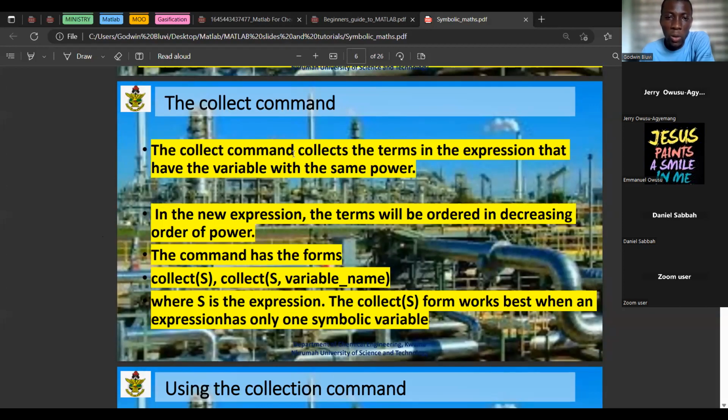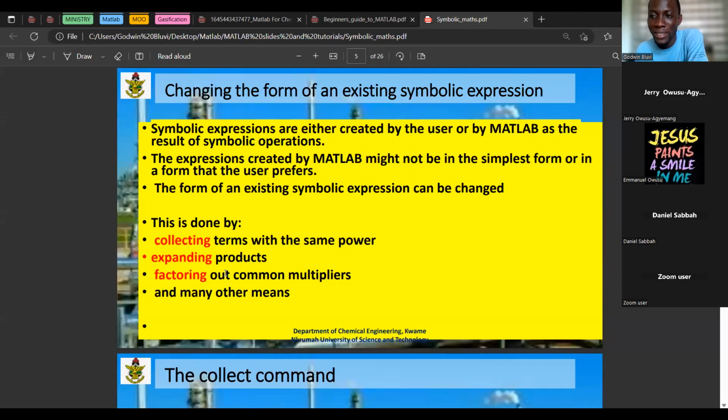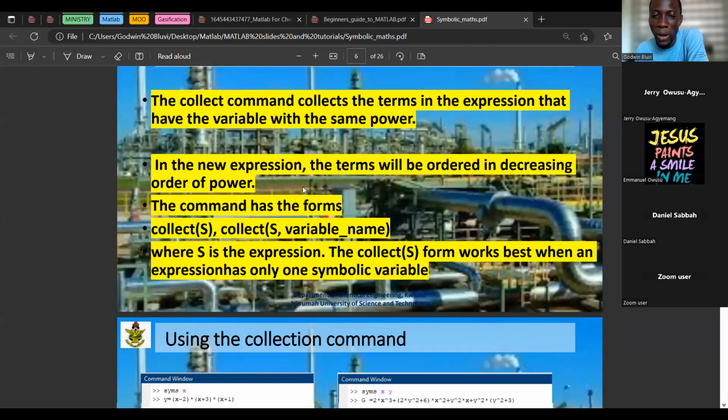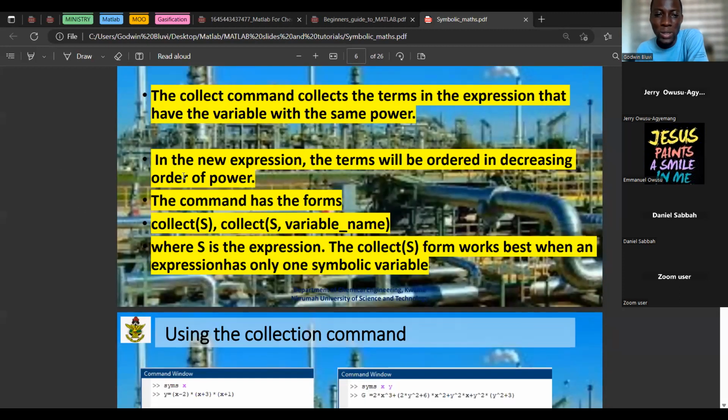So the collect command collects the terms in the expression that have the variable with the same power. Then in the same expression, the terms will be ordered in decreasing order of the power. So let's say you are given some small polynomials, and they tell you to use symbolic math to perform operations such that it will be in decreasing order. You know that you have to use the collect. When you use expand, you might not get the same answer. But when you use collect, it gives your results in terms of decreasing order.